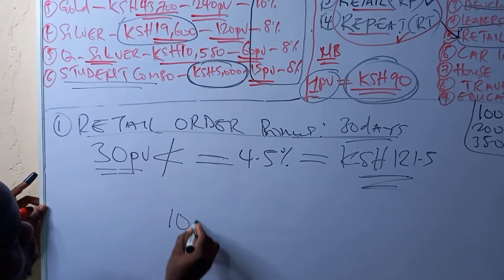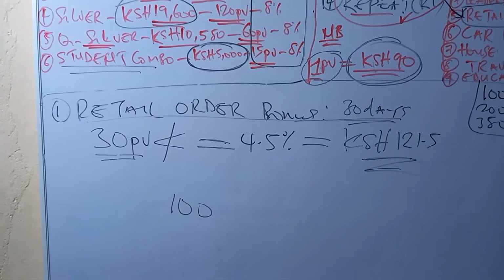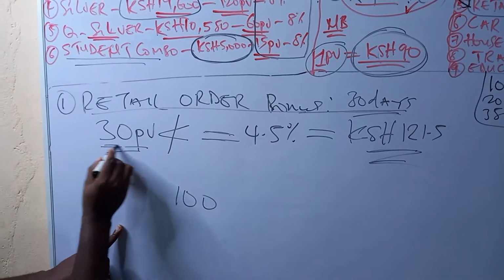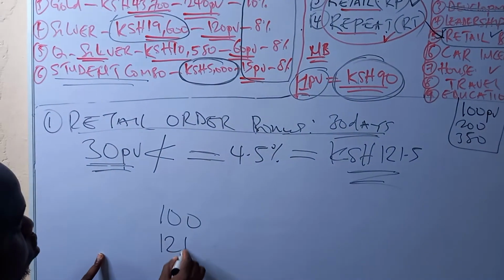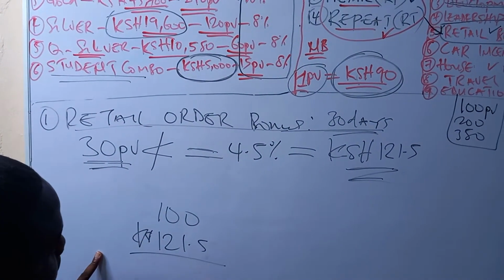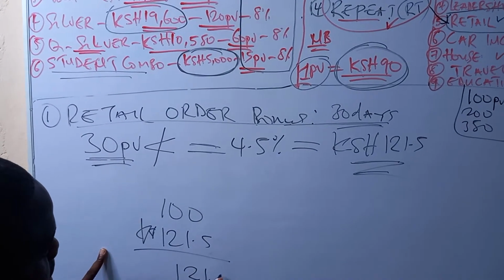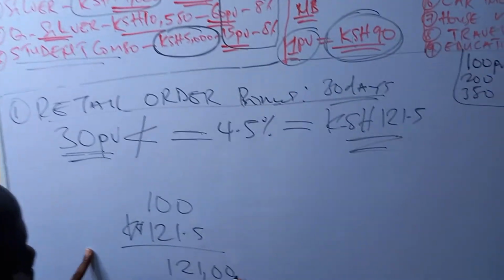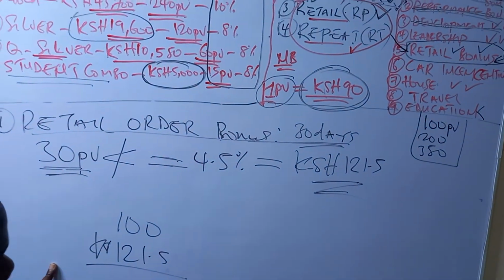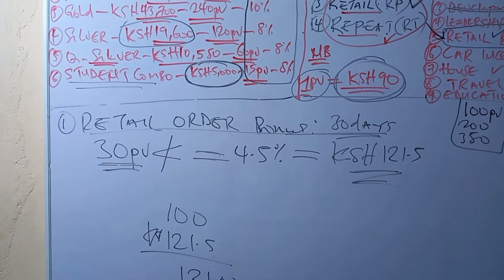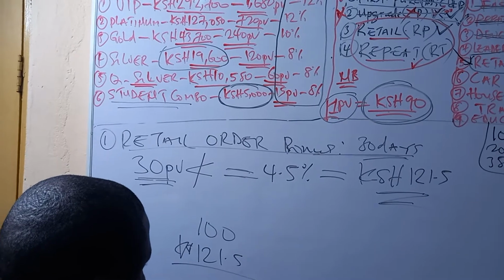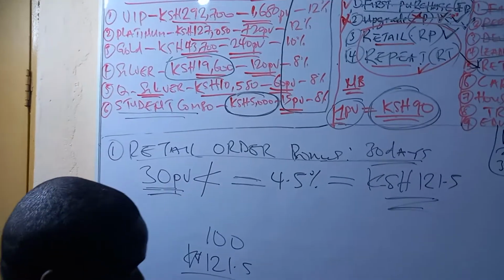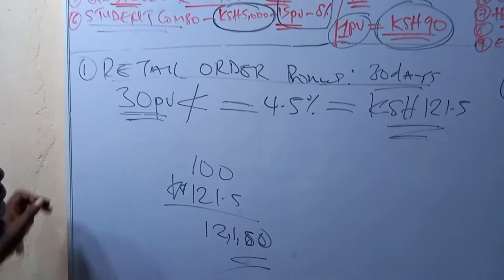Now, imagine if you had just 100 people under you. It is not compulsory, but if you had 100 people under you doing only the retail order, it means that you are going to be making 100 times 121.5 Kenyan shilling. I think that is approximately 12,150. That's what you are getting for only 100 people buying and selling these things for themselves.